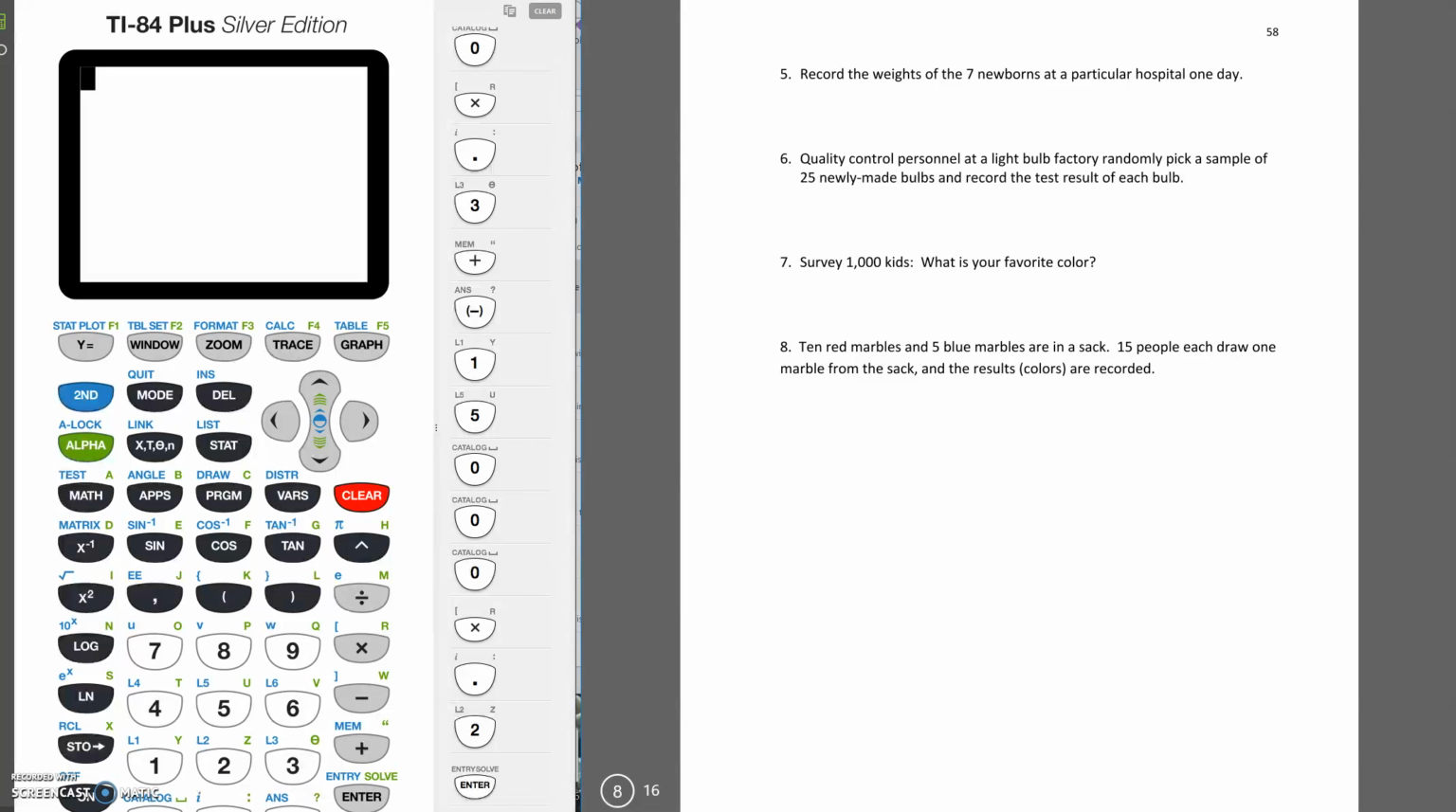Number 5 says record the weight of 7 newborns born at a particular hospital one day. Well, this is not binomial because there's not 2 outcomes.